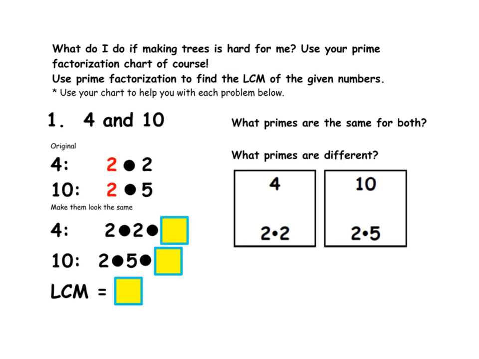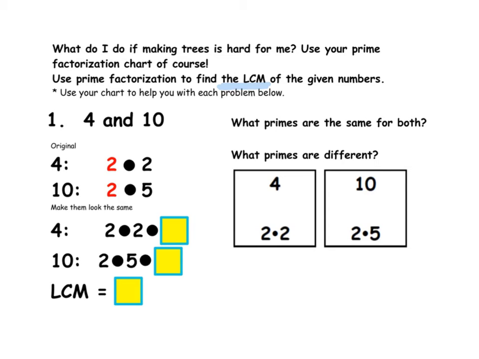What do you do if making trees is hard for you? Well, use your prime factorization chart. Today we're going to use it to find the LCM of the given numbers. It's similar to finding the GCF, so you've done part of this already before.